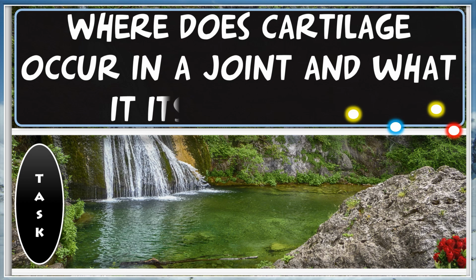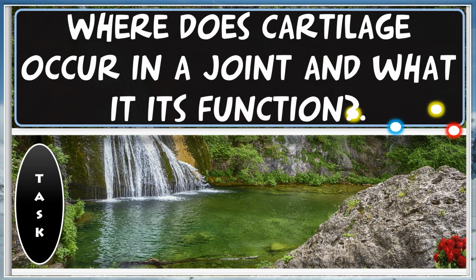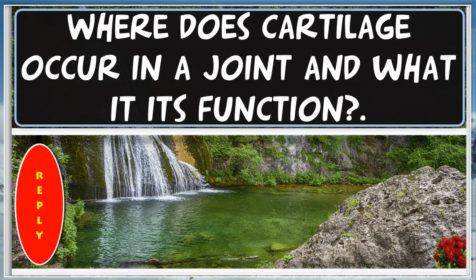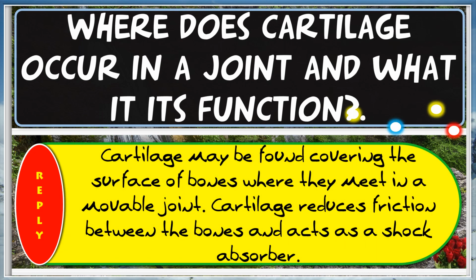Where does cartilage occur in a joint, and what is its function? Cartilage may be found covering the surface of bones where they meet in movable joint. Cartilage reduces friction between the bones and acts as a shock absorber.